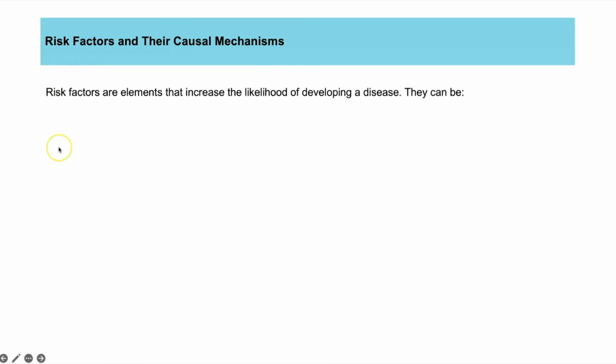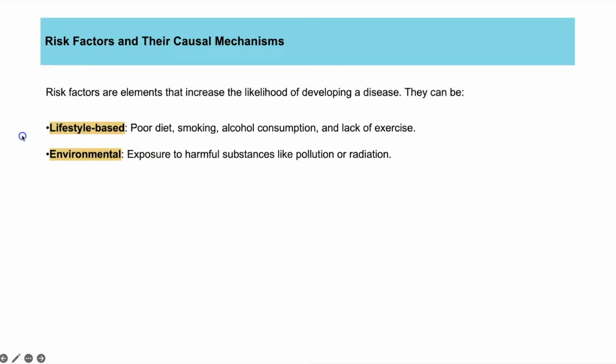So all of this talk of risk then is looking at risk factors, and these are elements that increase the likelihood of you developing a disease. Doesn't mean you definitely will, just means you're more likely to. So here are some. So we've got life-based ones that we just looked at. Environment, so whether you're exposed to harmful substances and pollution or radiation.